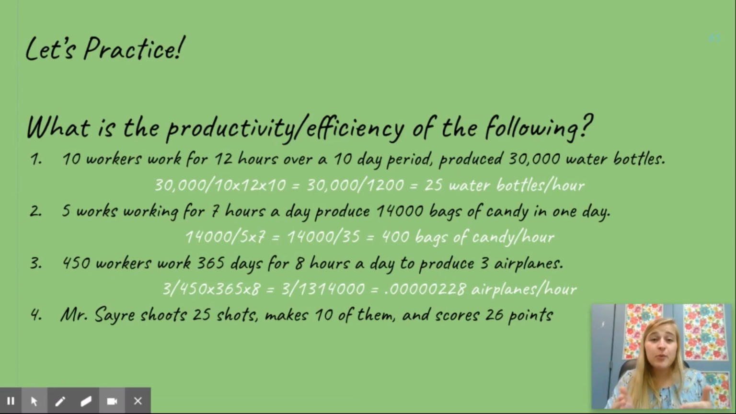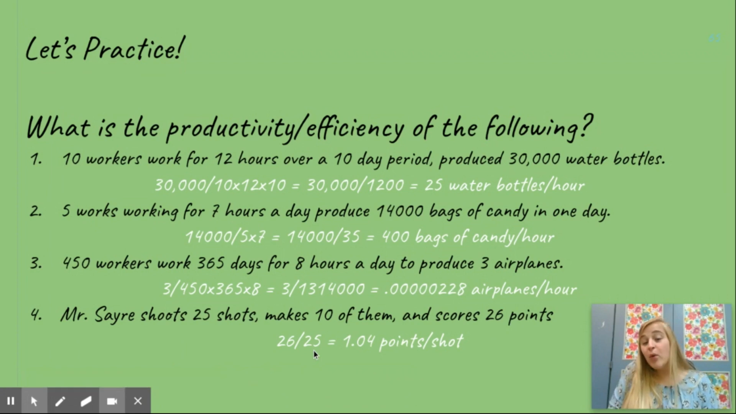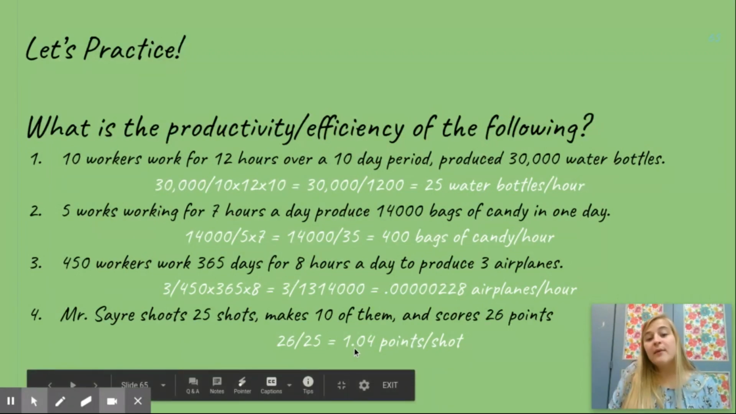If you're a sports person, you know every shot counts, okay? We're looking at your total average. So we need to put in how many you actually took, not just the good ones that you made. So our input is 25. Even though you only made 10, I tried to trick you, okay? So 26 points, he tried 25 times. How many points did he get per shot? 1.04 points per shot, okay?